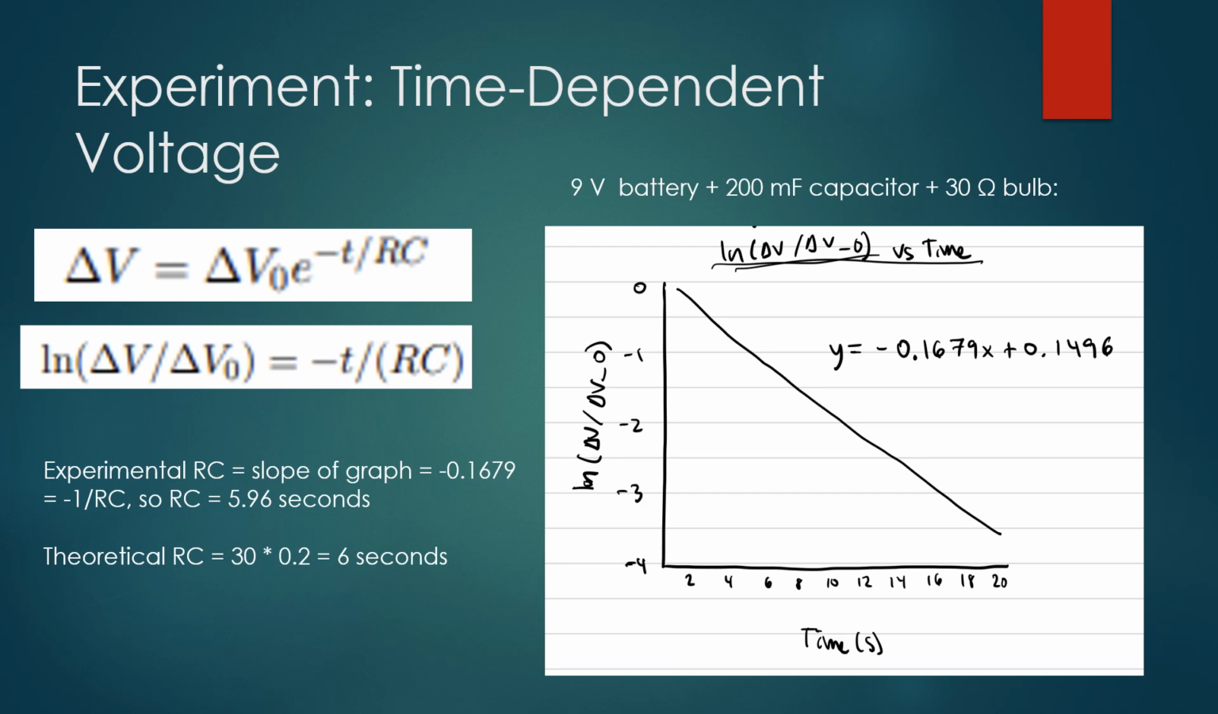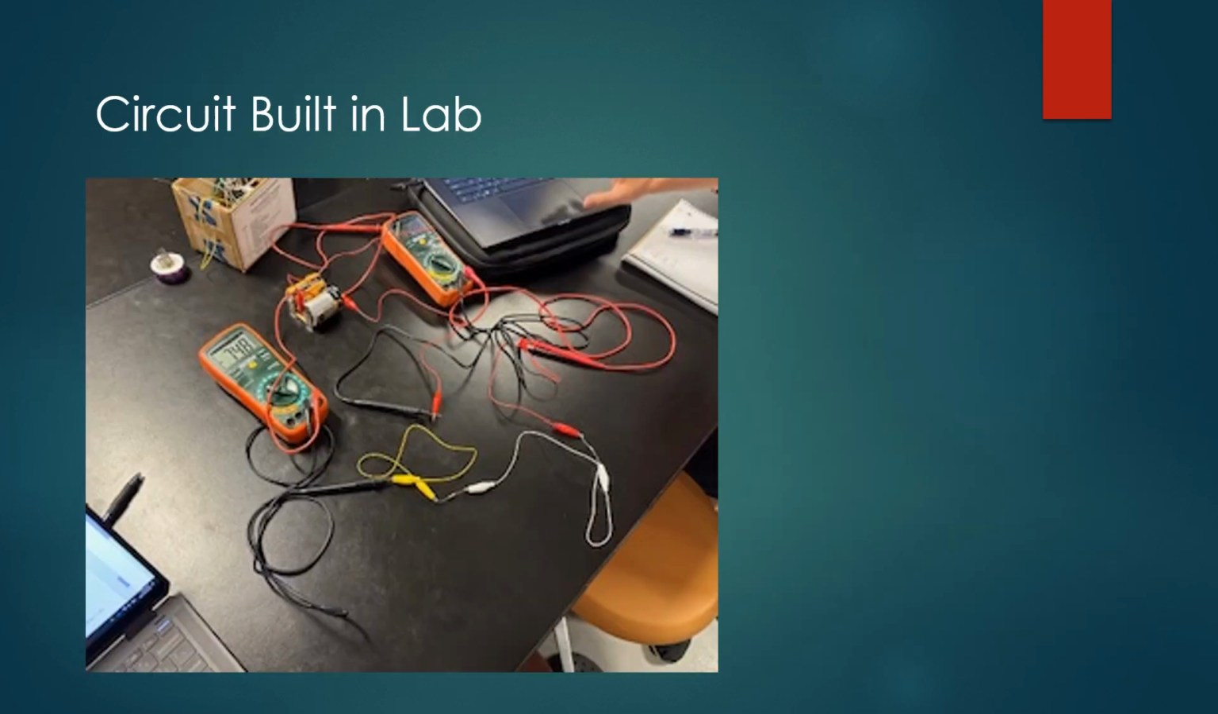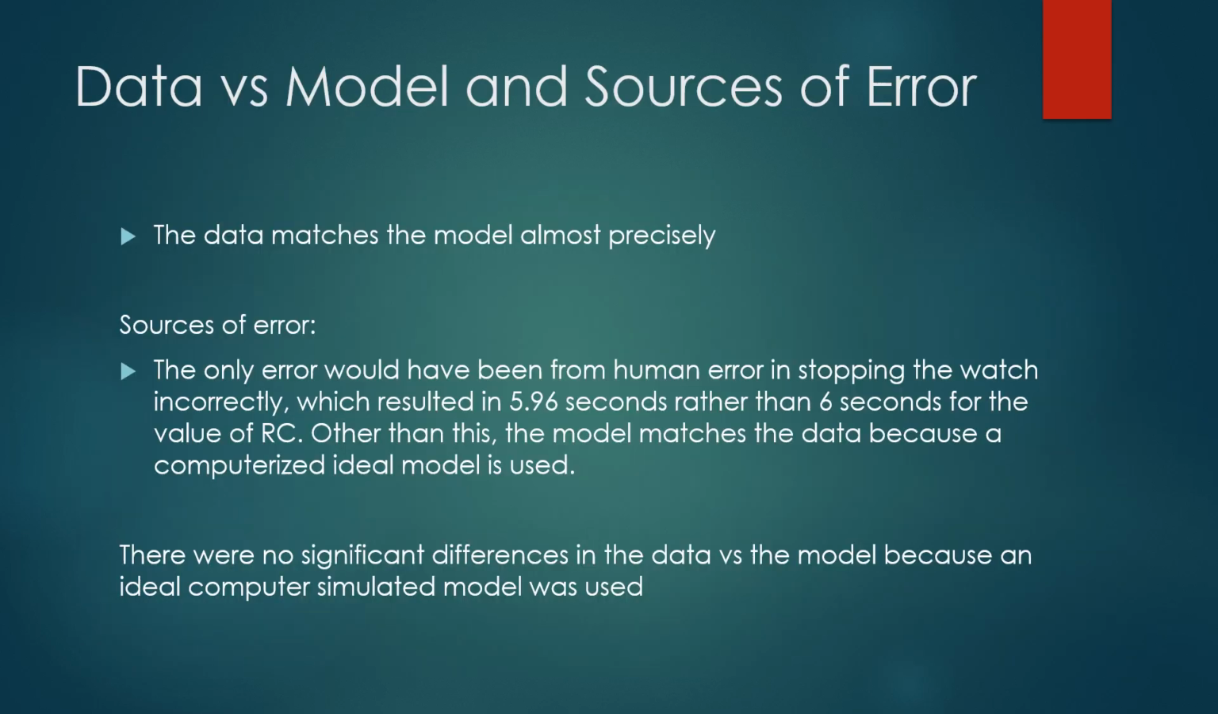Here was the time-dependent voltage using the equations listed here, and that was the slope of the experimental data that we got. The theoretical RC was 6 seconds and the experimental was 5.96. This was the circuit we built in the lab, and the data matched the model almost precisely.